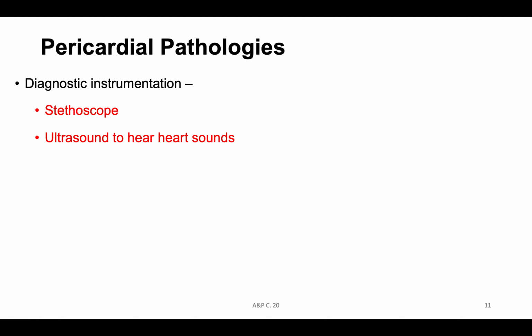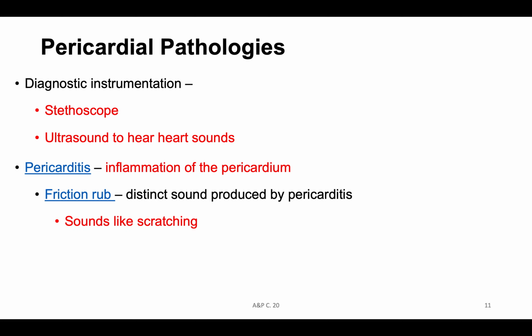So like I said, the pericardium can have some pathologies. In order to diagnose those pathologies, we use a stethoscope, or an ultrasound can be used, to listen to heart sounds. The main pathology of the pericardium is called pericarditis, which is inflammation of the pericardium. And this can happen for several reasons. It could be from a bacterial, viral, or fungal infection that causes inflammation of the pericardium, the layer surrounding our heart. It can also happen when people have heart attacks or heart surgery.